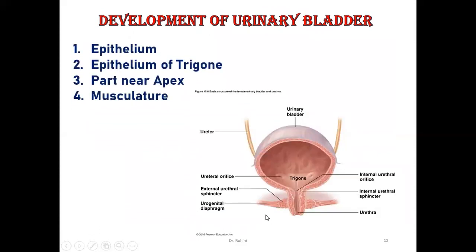Okay, now coming to the bladder development as such. So we have actually four things here. One is epithelium of trigone. Epithelium means epithelium of whole bladder except epithelium of trigone. Then we have part near the apex and we have musculature. Okay, muscles and connective tissue.